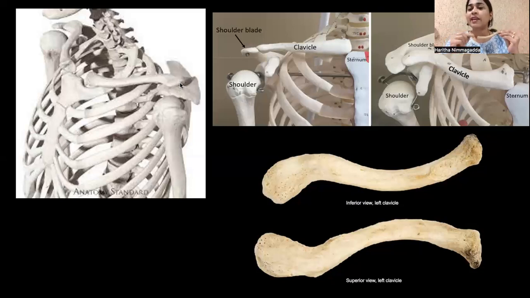Once again, I'll quickly revise the landmarks to identify the anatomical position and side determination. For side determination, first keep the rounded medial end on the medial side and the flat end on the lateral side. Superior surface smooth, inferior surface rough. And the conoid tubercle should be on the posterior aspect of the bone, the back side. That gives you the side of the clavicle. Which side clavicle is this? This is my left clavicle.